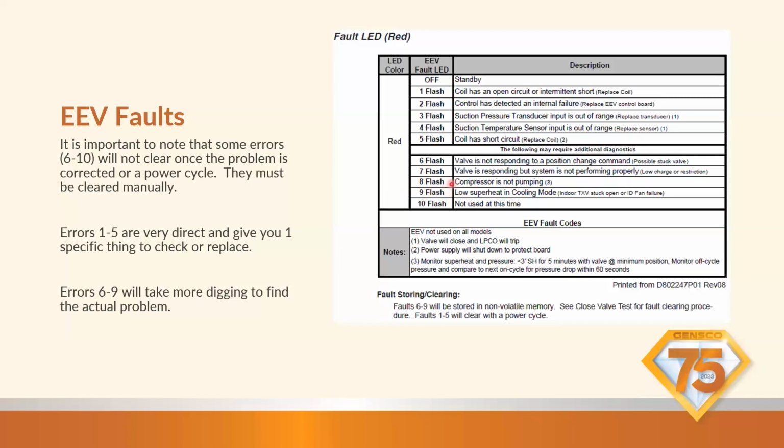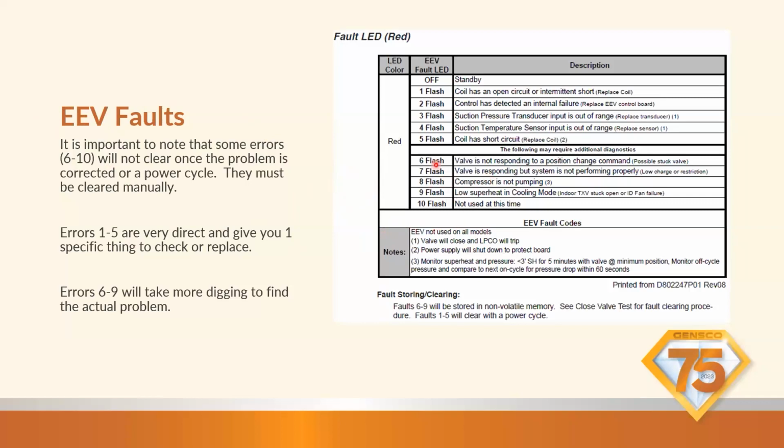So the problem with this, and this is where I see it most, is where the technician goes out, diagnoses we have a blown fuse in the disconnect, replaces the fuse in the disconnect, turns it on, and he's got an 8 flash. Compressor's pumping, system's running. Why do we have an 8 flash? Because over here, errors 6 through 10 do not clear after you fix the problem. They do not clear after a power cycle. They only clear after you manually clear them.